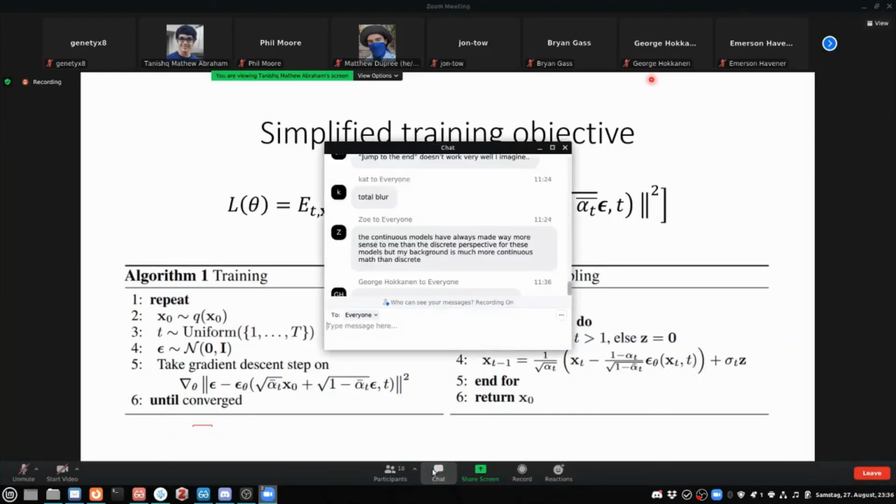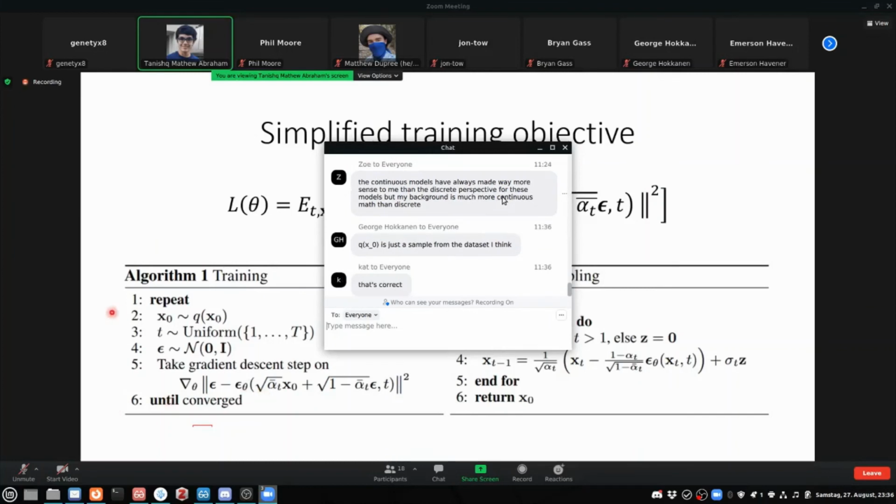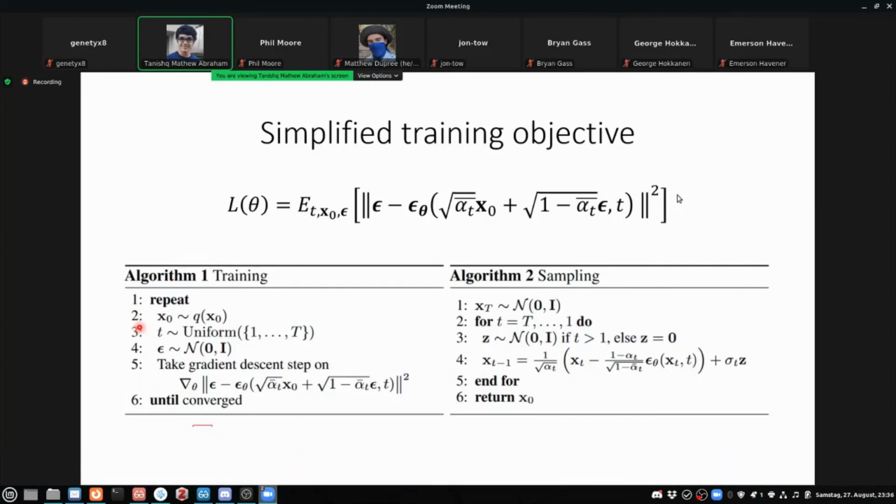Okay, so Q of X naught is just a sample from the data set. All 2 is saying is fancy notation for get an image from the data set. And 3 is just fancy notation for get a random time step. 4 is just saying get noise, and the noise will be the same shape as the image so that you can add it to the image.